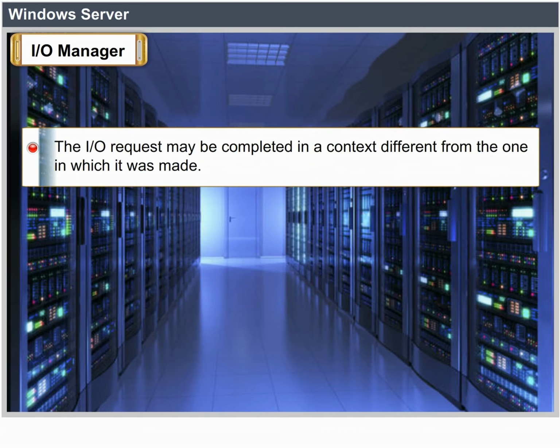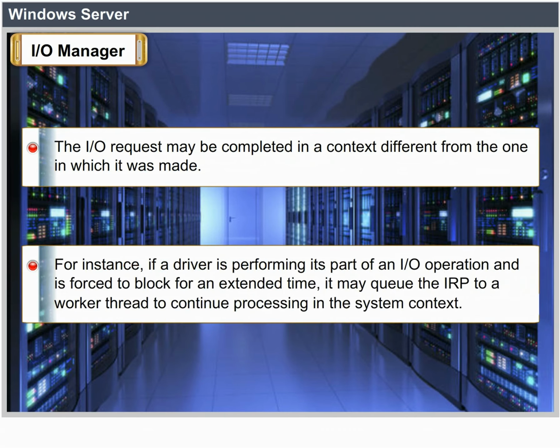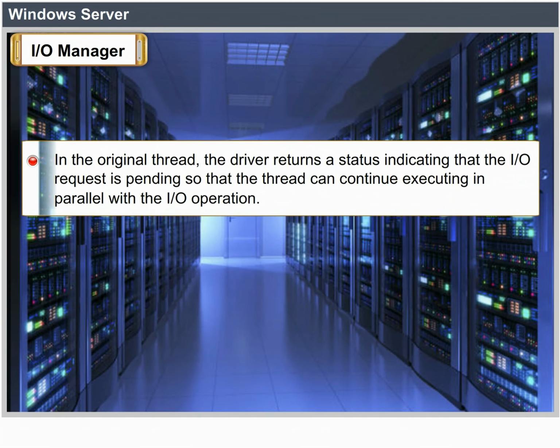The I/O request may be completed in a context different from the one in which it was made. For example, if a driver is performing its part of an I/O operation and is forced to block for an extended time, it may queue the IRP to a worker thread to continue processing in the system context. In the original thread, the driver returns a status indicating that the I/O request is pending so that the thread can continue executing in parallel with the I/O operation.